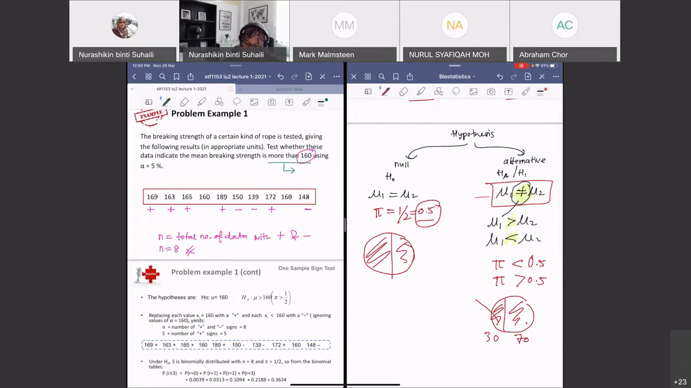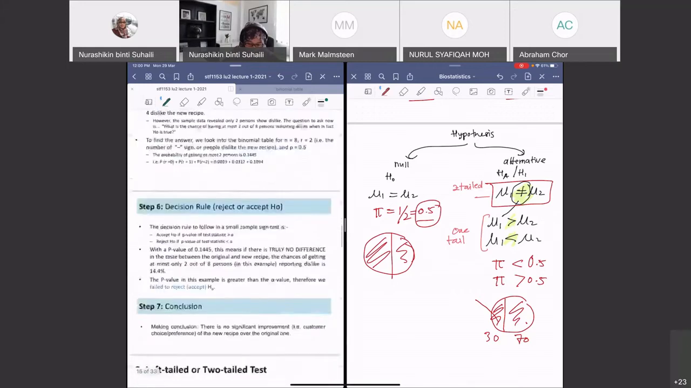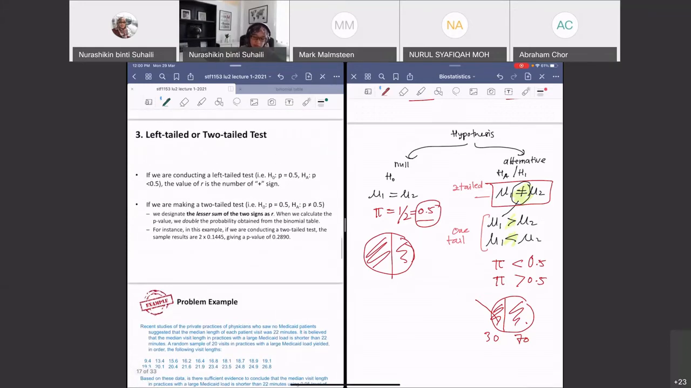This one is actually what we call a two-tail situation. And this one is a one-tail situation. Okay, so that brings me to this one: left tail or two tail. So how do you know which? It is based on how to know which.